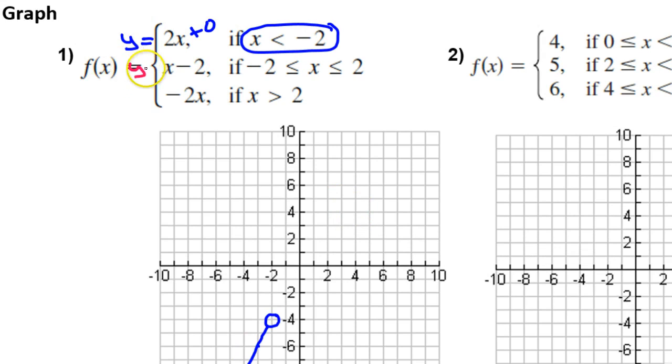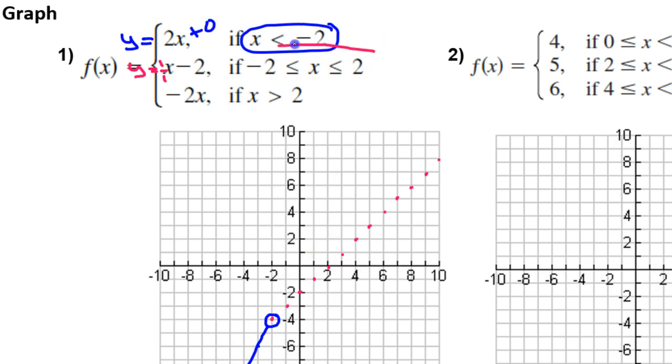Now our second piece is y equals x minus 2. So that means a y-intercept of -2. And then the slope is 1, so that's like 1 over 1. So that would be up 1 over 1 like this. And in the other direction, it would go like this. I bet it's not going to go past here, so I don't have to keep going.